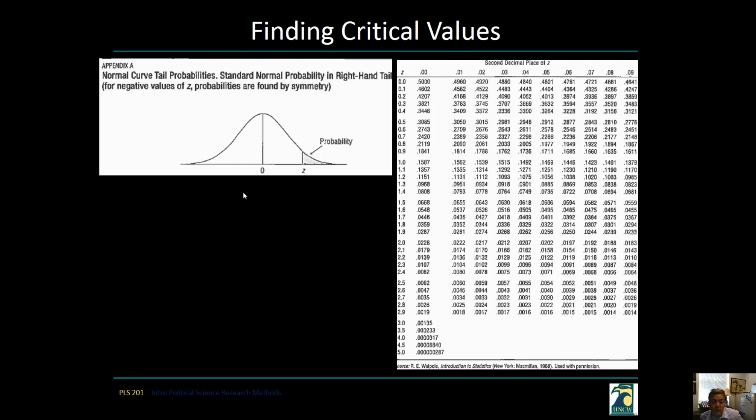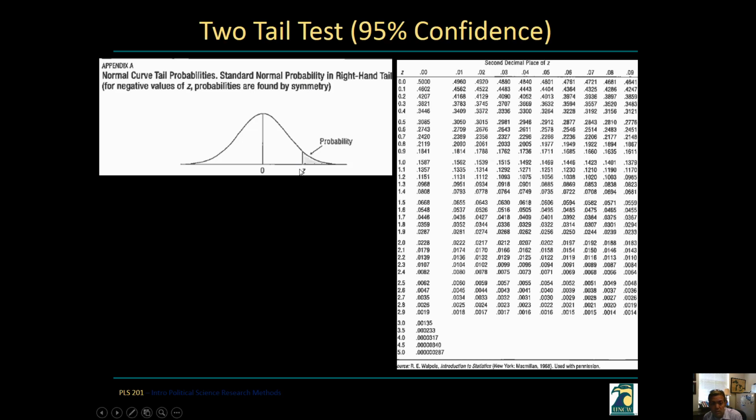This is what the chart looks like that you'll download on Canvas. The one in the book doesn't have this figure here, but you'll note that right here, it's a normal distribution. We've been talking about those. 0 is right there, so here's our standard normal distribution. This one is labeled standard normal probability in right-hand tail, so we're looking at this tail. It says for negative values of Z, probabilities are found by symmetry, which is a more complicated way of saying that this chart is only showing us one tail. So our first thing is we want to do a two-tail test, 95% confidence. Now the problem is this chart is only showing us one tail, and here's our Z.